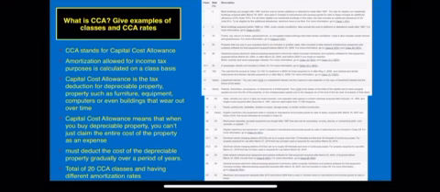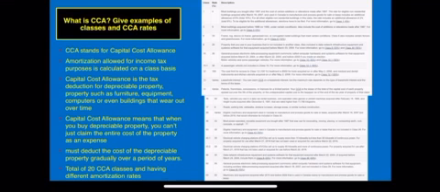What is CCA? CCA stands for Capital Cost Allowance. The CCA is the tax deduction for depreciable properties such as furniture, equipment, computers, or even buildings that wear out over time. Capital cost asset means that when you buy depreciable property, you can't just claim the entire cost of the property as an expense. You must deduct the cost of the depreciable property gradually over periods of years.